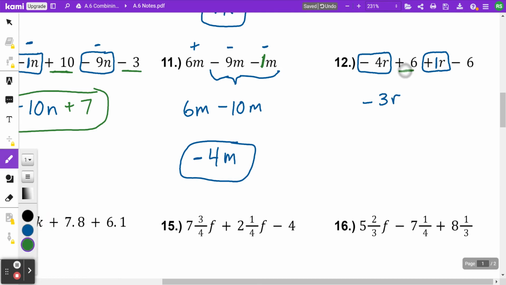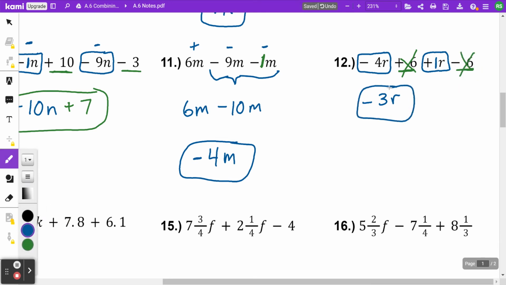And then we can combine the positive 6 with the negative 6. So positive 6 and negative 6 actually gives us 0. That's like a tie game, right? The positives and the negatives have the same amount. So if that's the case, if it's 0, it just disappears. It's gone. So final answer on this one is negative 3r.